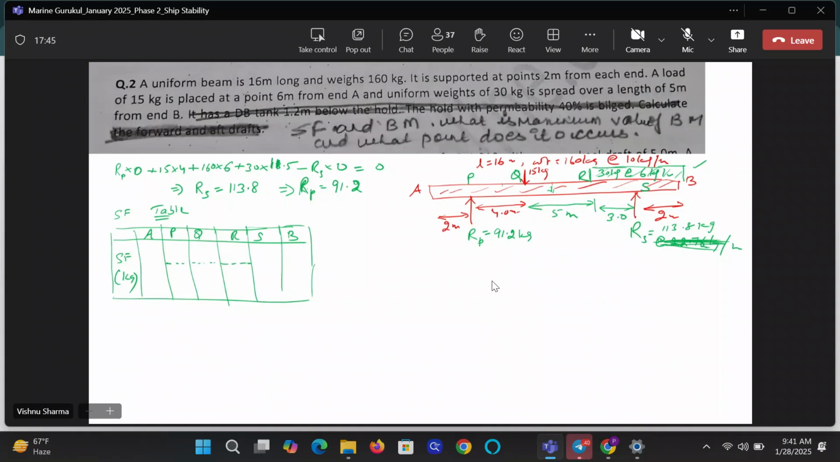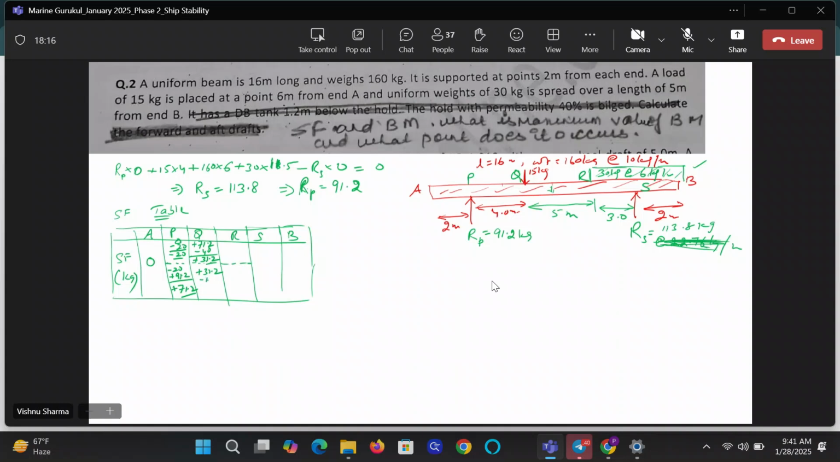Now, at A, SF will be 0. Yes, sir. At P, it will be 0. And weight is 10, so minus 20. It will be minus 20 here. Correct, beta? Correct, sir. Minus 20 plus 91.2 plus 71.2. Yes, sir. Plus 71.2, then you have 4 meters, minus 40. Please correct me, I'm doing it on the run, so sometimes I may make an oversight.